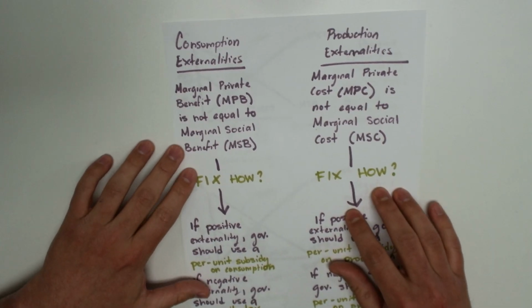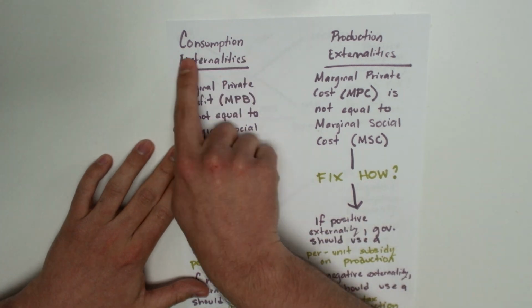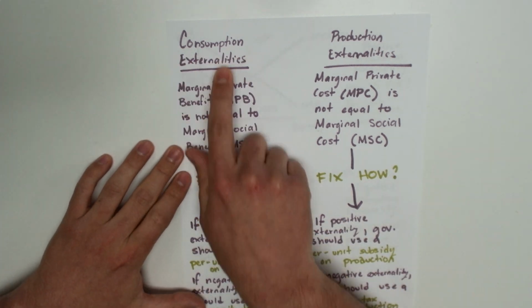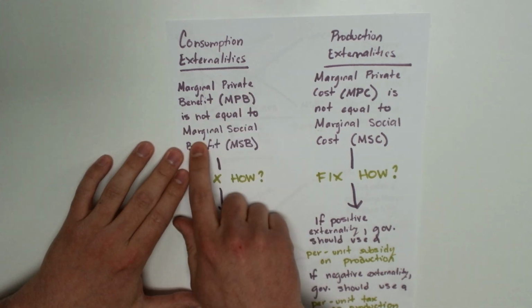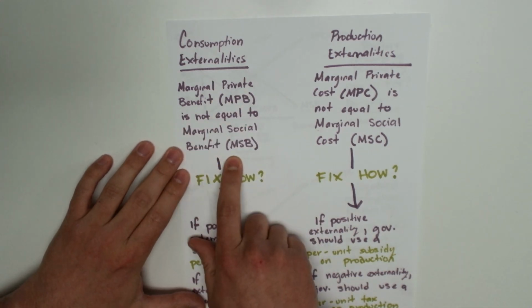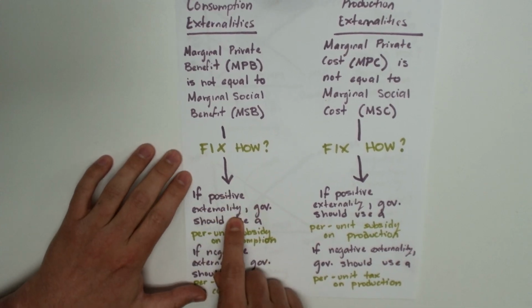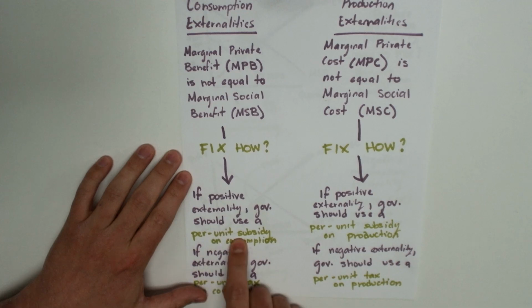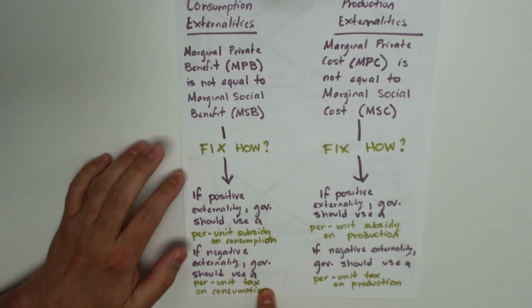There are two sides to the externalities on top of positive and negatives. We have externalities that affect consumption. This means that the marginal private benefit is not equal to the marginal social benefit. How are we going to fix this? Well, if there's a positive externality, we're going to use a per unit subsidy on consumption. And if there's a negative externality, the government's going to use a per unit tax on consumption to fix it.